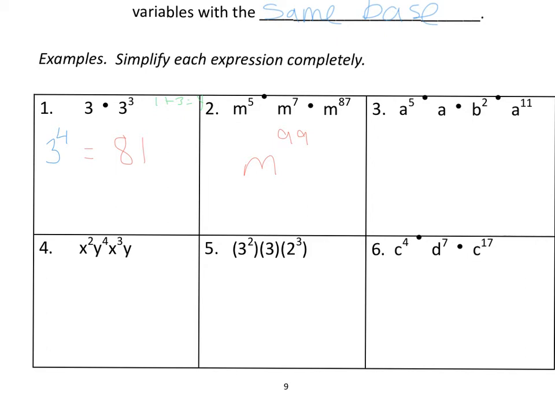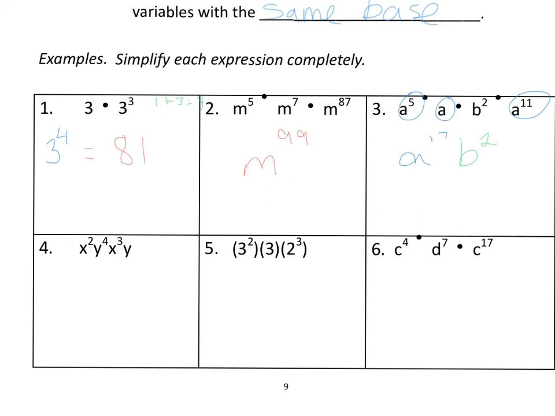For a to the 5th times a times b squared times a to the 11th, we can note that 3 of them have the same base. So we add the 5 plus the 1 plus the 11, and that gives us a to the 17th. However, b squared can't be combined with them because it's a different base. So just plain and simple, it's just b squared. So the final answer would be a to the 17th b squared.